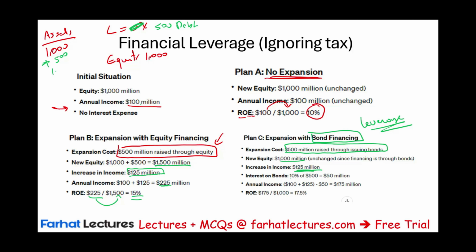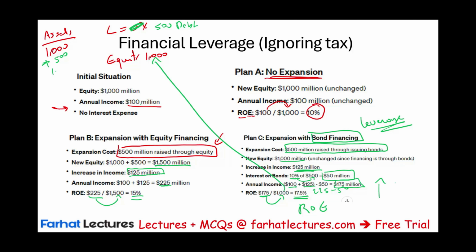Now, bear in mind, we're going to have to pay 10% interest on the 500 million. We have to pay 50 million. Now, the income will increase by 125. Therefore, the original income plus 125 gives us 225 million. Then we have to pay interest expense, and we end up with 175 million. Well, if we take 175 million divided by the equity that stayed at 1 billion, we have ROE, return on equity, of 17.5%. What does that mean?